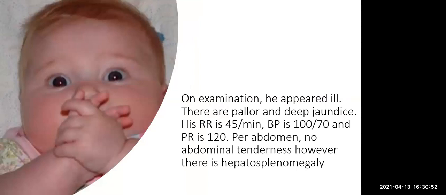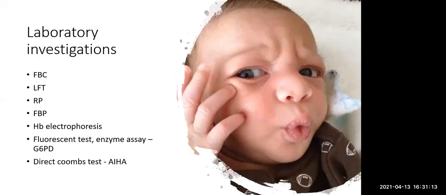On examination, he appeared ill. There is pallor and deep jaundice. Respiratory rate is 45 breaths per minute, blood pressure is 100/70, pulse rate 100/120. Per abdomen, no abdominal tenderness. However, there is hepatosplenomegaly.